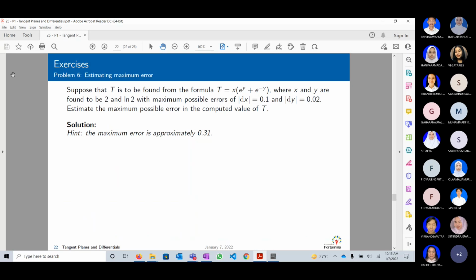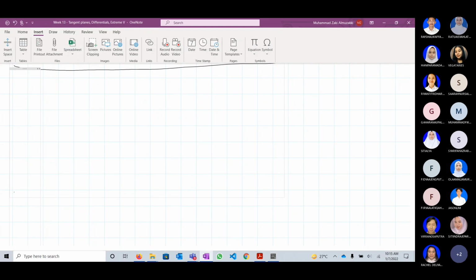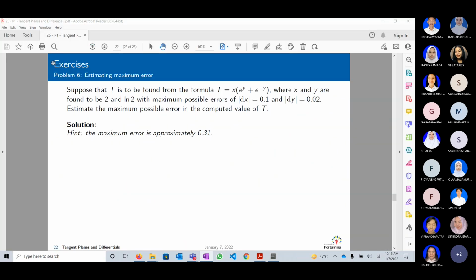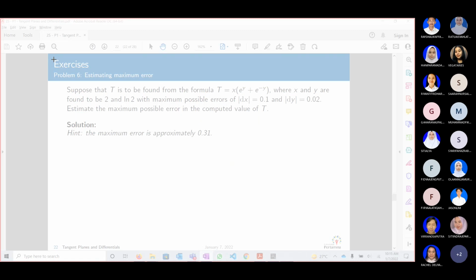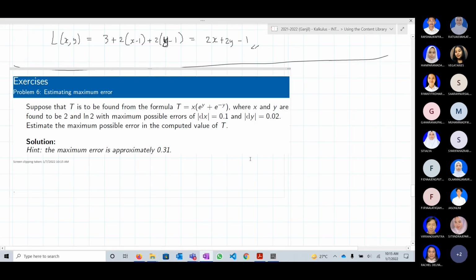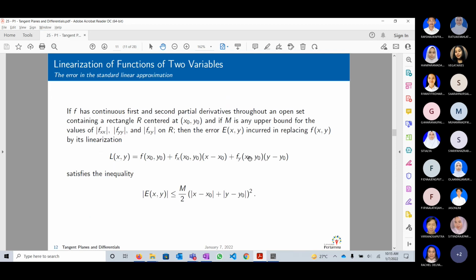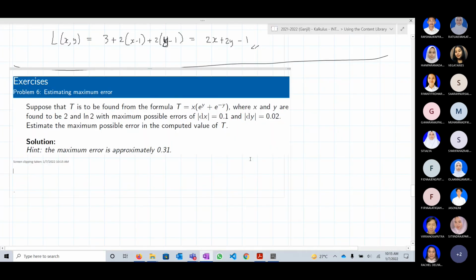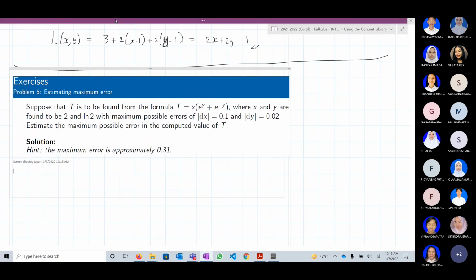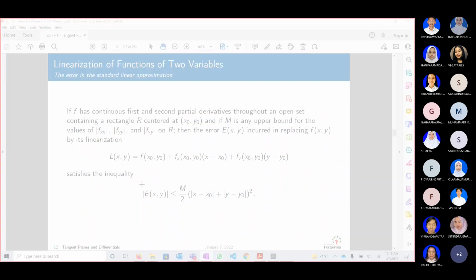And now this is a little bit harder problem. We estimate the maximum error. And here I already gave the answer. Yeah, the maximum error is approximately 0.31. So I need this formula.